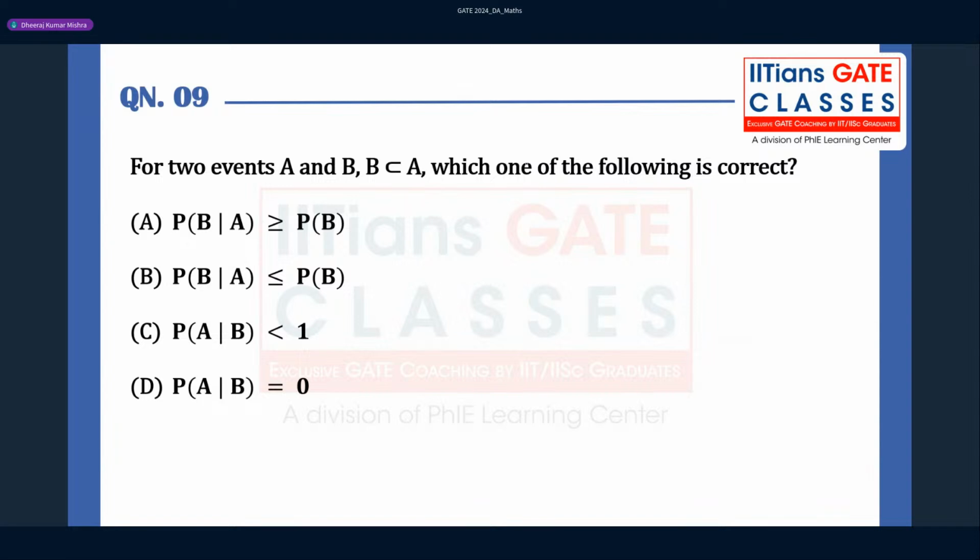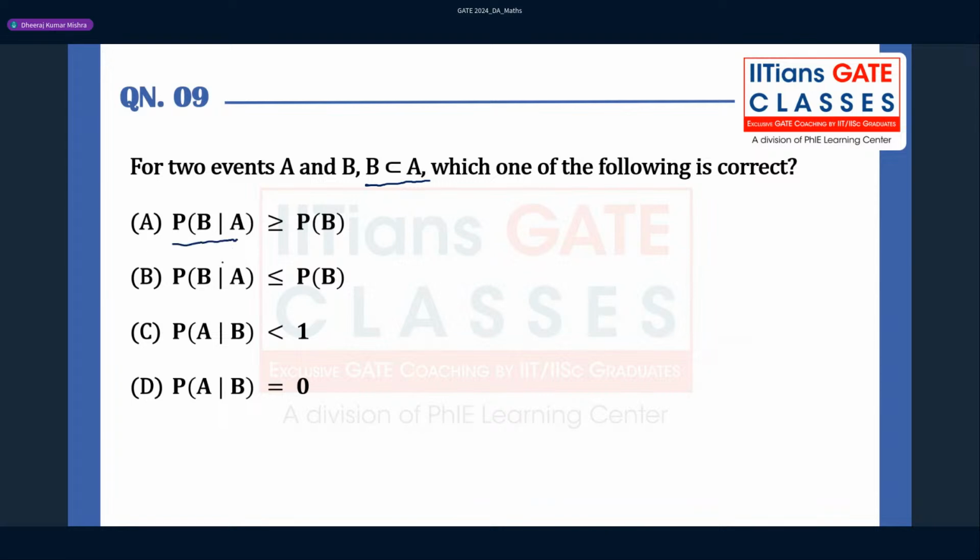It's a very good question, guys. You can see, for two events A and B, here they have given B is a subset of A. Which one of the following is correct? Yes. Which one of the following is correct? Can somebody tell me here? I think many of you might have seen this kind of a thing.